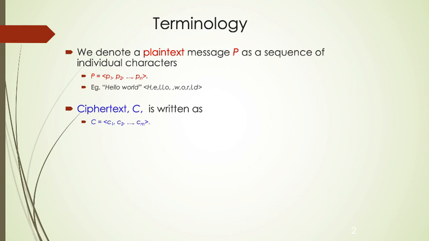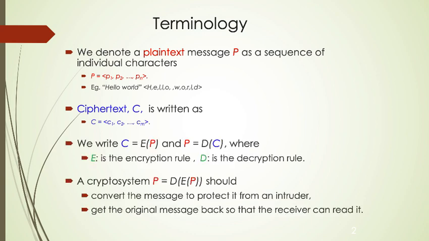Now, for instance, the plain text message hello world would be denoted as the message string HELLO space WORLD. And it can be transformed into the ciphertext C1 to C14, or whatever m will be. And the encryption algorithm tells us how the transformation is done. We use this formal notation to describe the transformations between plain text and ciphertext.